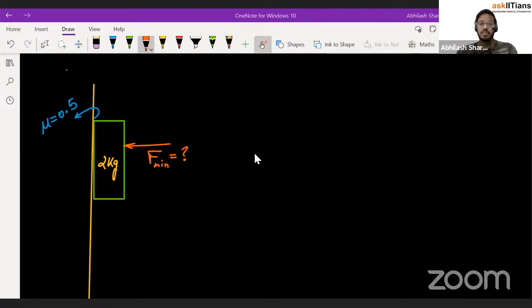Okay, many of you have answered. Let me see the answer myself. So, there is no N in this case. Why not, Shivang? There is. You're pressing the block against the wall. Wall will apply a normal. So there is a normal.